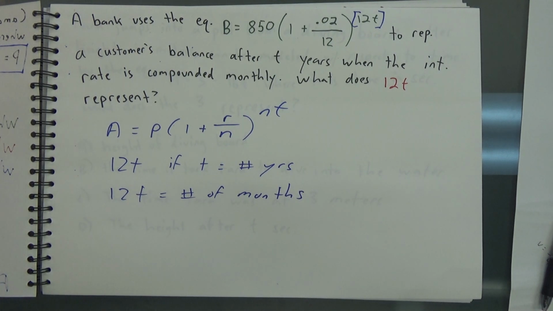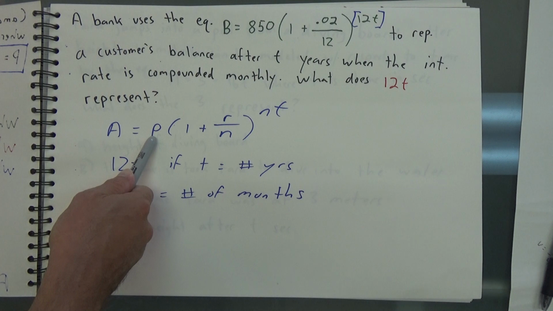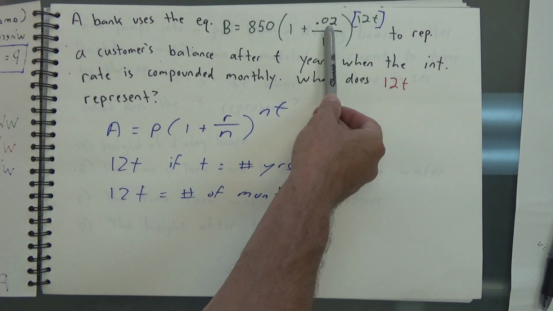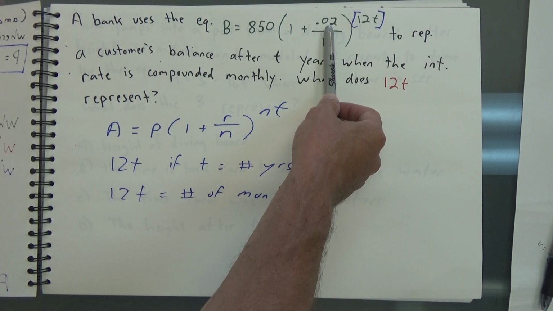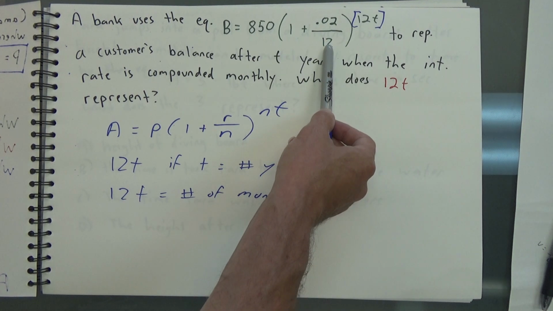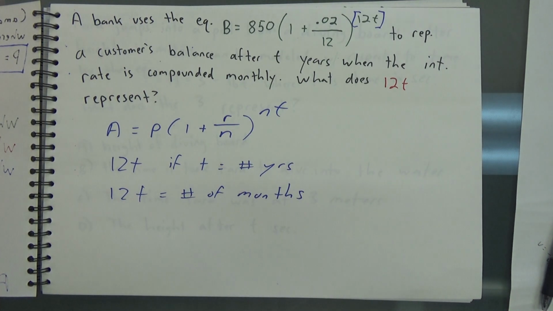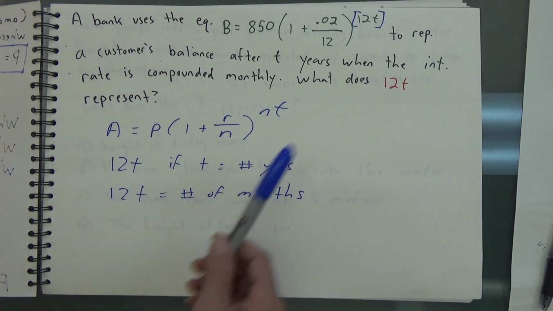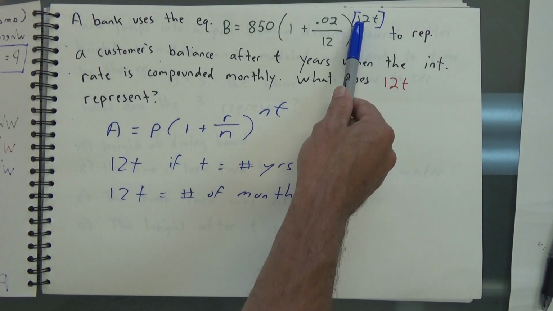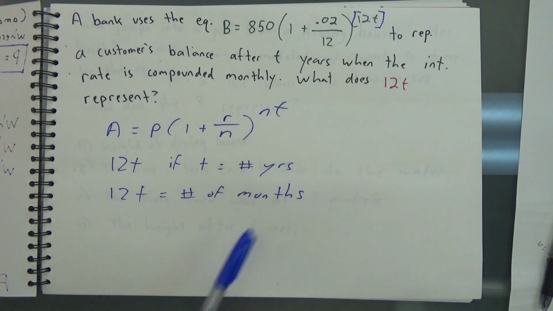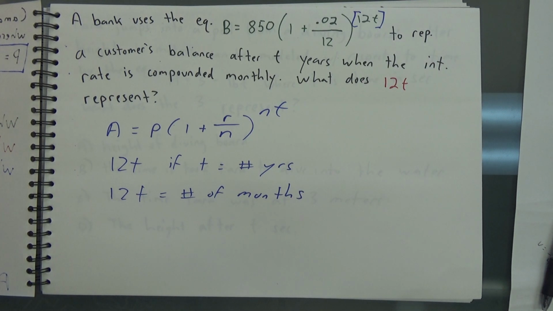Just to go over a few of these, 850 is how much he initially puts in the account. A lot of times it's written as P for principal. And then 0.02 is the interest rate. And then 12, or n, is the number of times it compounds per year, right? Because we're in t years, the nt is the number of months since the account was opened.